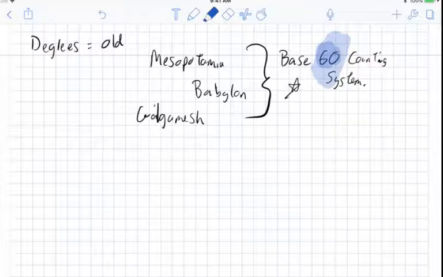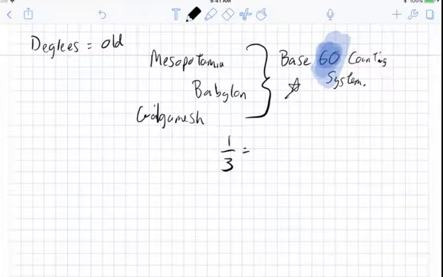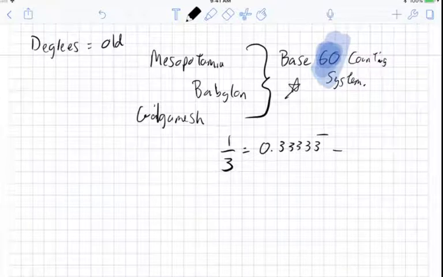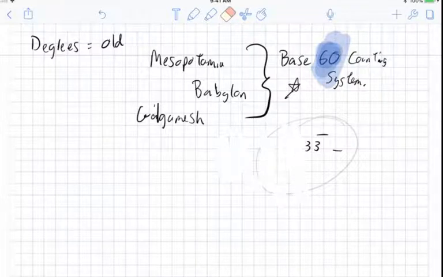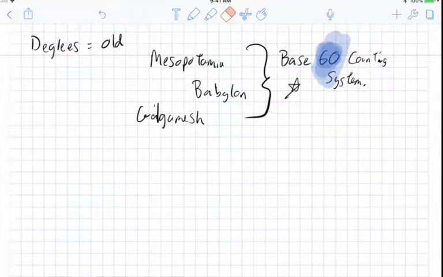There's an advantage to a base 60 counting system that has to do with decimal expansion. For instance, if you want to write 1 over 3 in terms of decimals in base 10, you end up with 0.33333 continuing. In a base 60 counting system, this type of infinitely long expansion for decimals happens way less often. So, yeah. That's where we get degrees from, is the Babylonians. It's fun, the Assyrians.